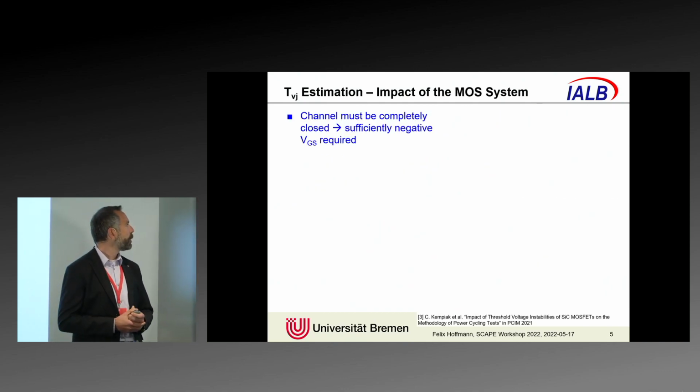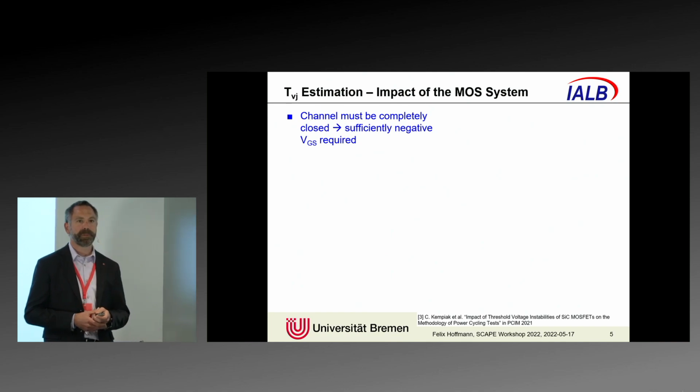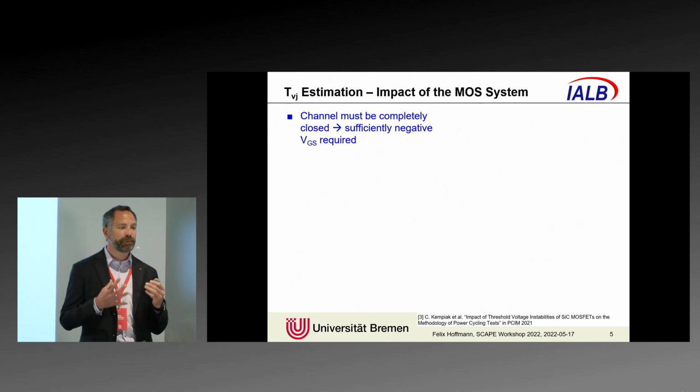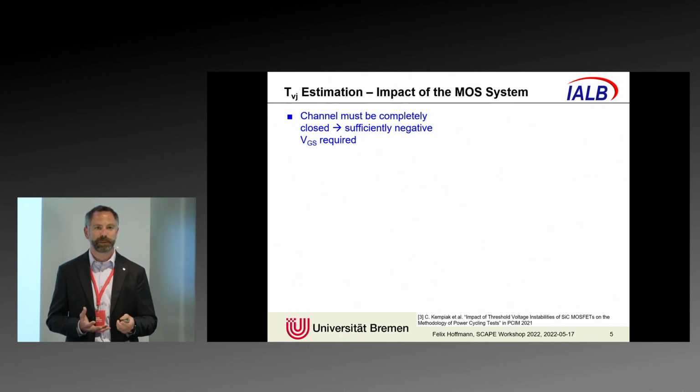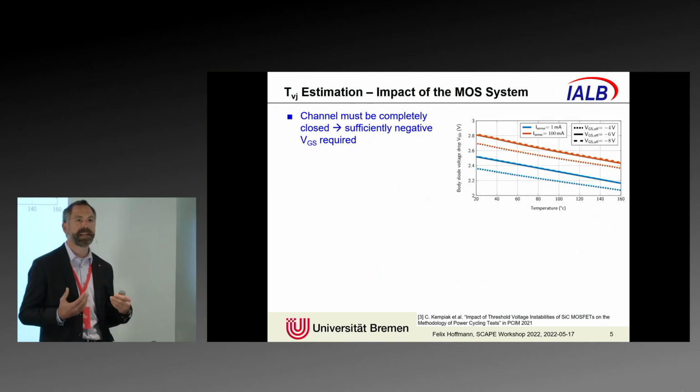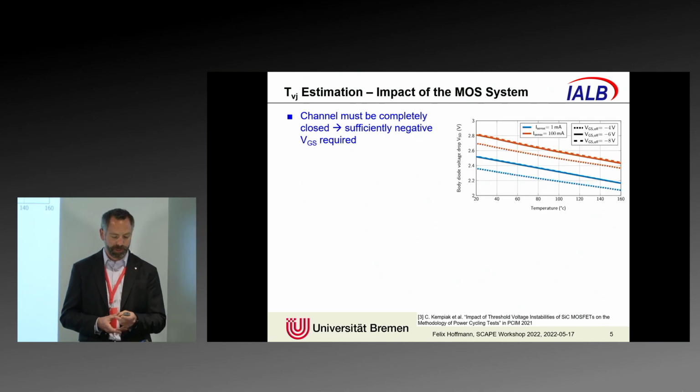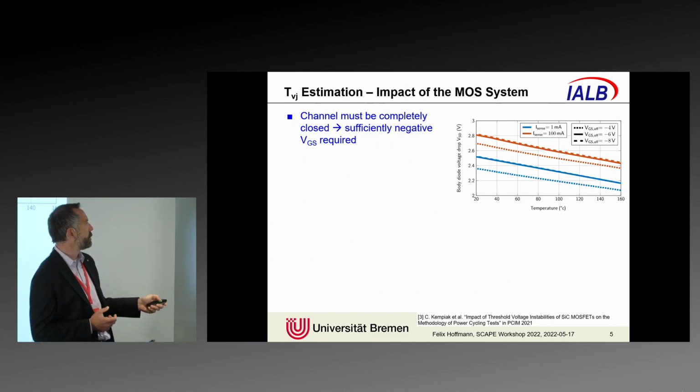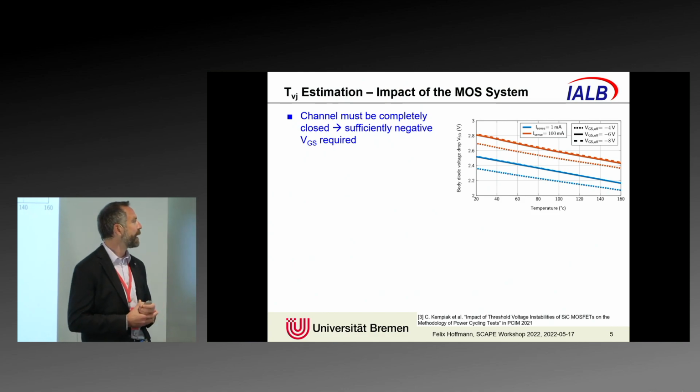So secondly, we already heard about the impact of the MOS system. As I said, we need to make sure the channel is entirely closed. For this, we need a sufficiently negative gate source voltage. You can see this here as an example for two different current densities at different gate voltages.